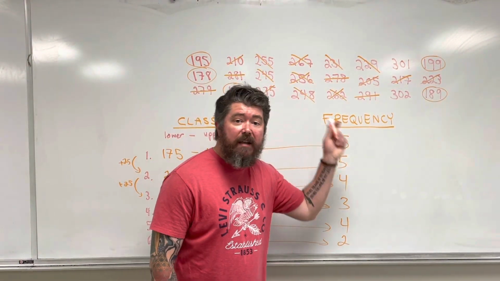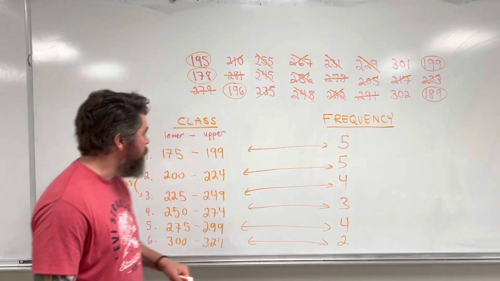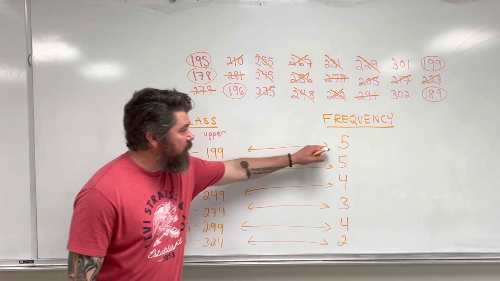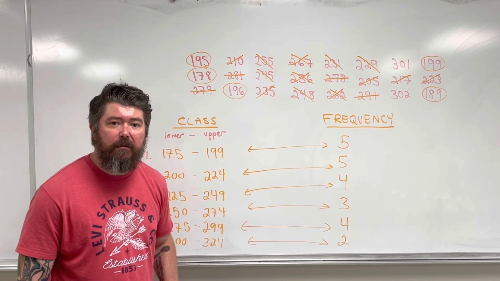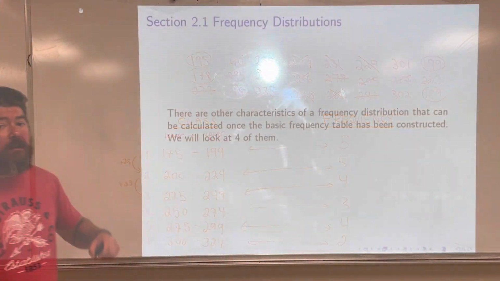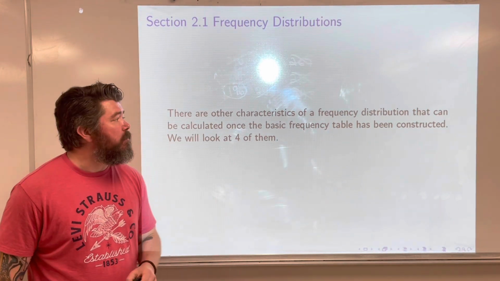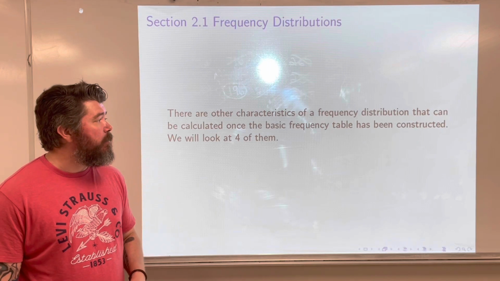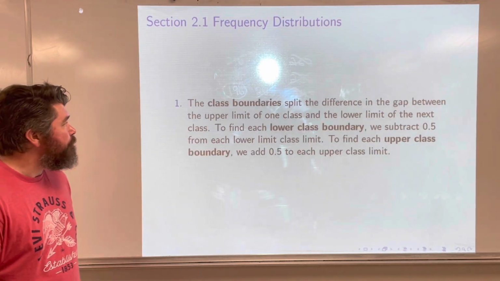Continuing on, tallying each data value, we get the following frequency table. So here are our 6 classes, and here are the corresponding frequencies for each of those classes. There are other characteristics of a frequency distribution that can be calculated once the basic frequency table has been constructed. We will look at 4 of them.